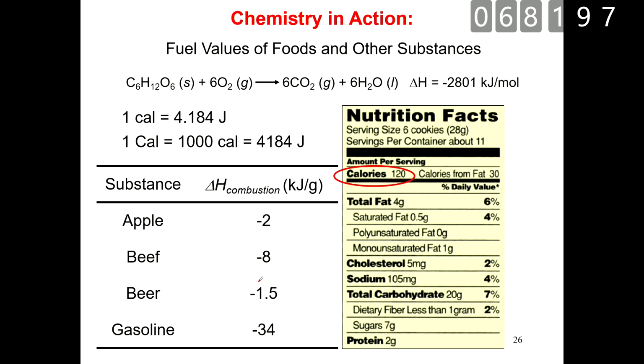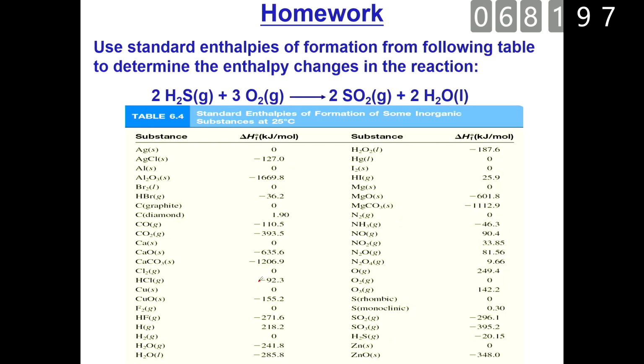Anyway, homework. This is about this chapter. The homework is using the enthalpy of formation of the substances to calculate the enthalpy change in the reaction.